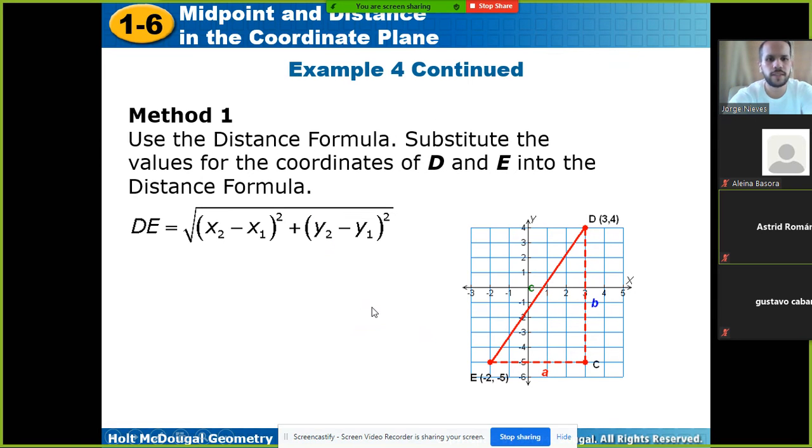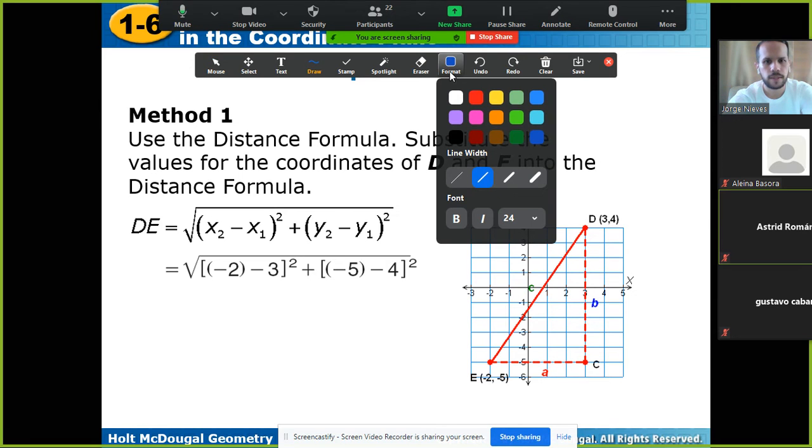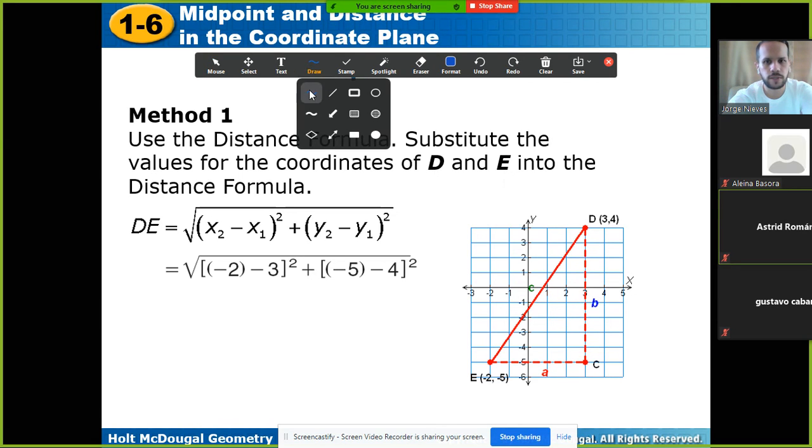Okay, we're going to use the distance formula como vimos ahorita. We're going to start with DE. So it's going to be -2 minus 3 squared plus -5 minus 4. Let's do this very quick. Gente, esto es lo mismo básicamente. Hay dos formas de hacer estos ejercicios. You can use the distance formula, like we're going to see now, or you can use the Pythagorean theorem.